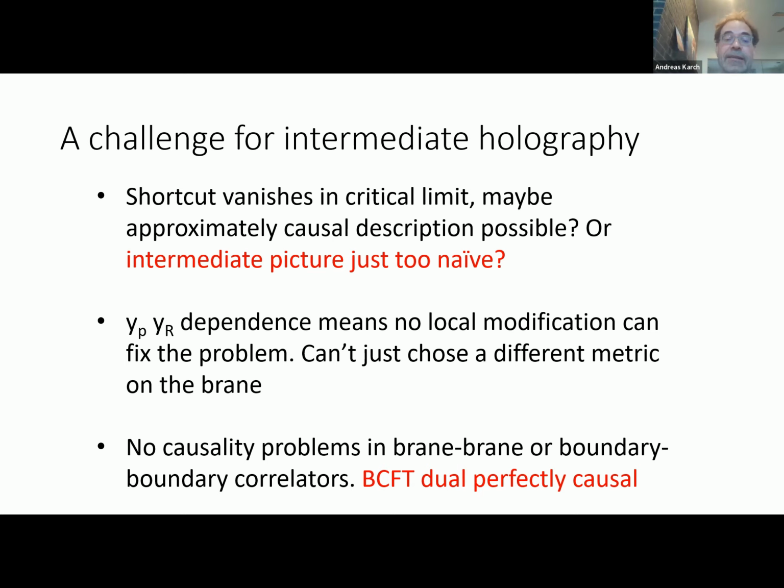Maybe most importantly, there are no causality problems when you calculate with both insertions on the brane or both insertions on the boundary. In particular, the BCFT dual is perfectly causal. If you calculate any correlation function that has both insertions up on the true boundary, which you would do for the BCFT, you never run into any problems with causality. These problems with causality are completely localized to this intermediate picture. The BCFT picture is perfect.